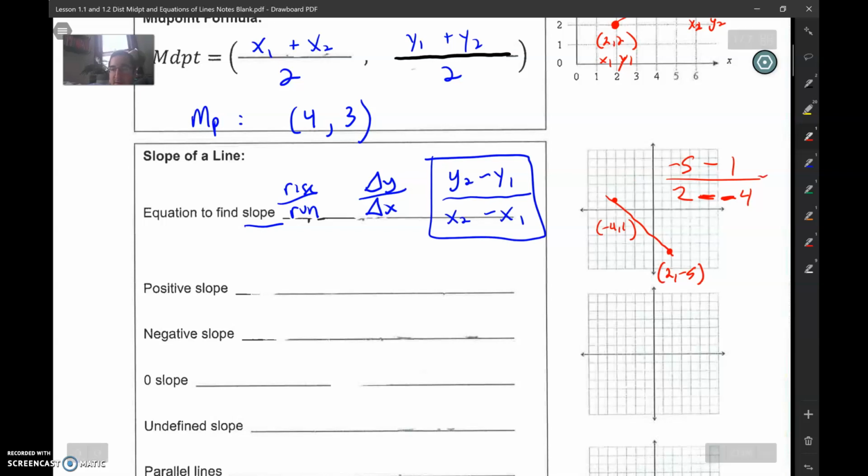So let's finish this math real quick. Negative 5 minus 1 is negative 6, and 2 plus 4 is 6. Of course, I picked one with a slope of negative 1. That's what I get for making up some easy thing. Okay, so that's how you find the equation of slope.